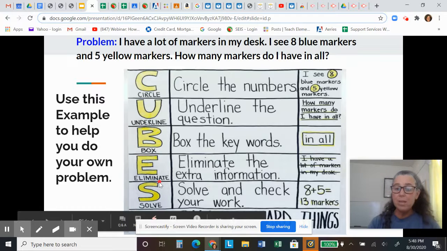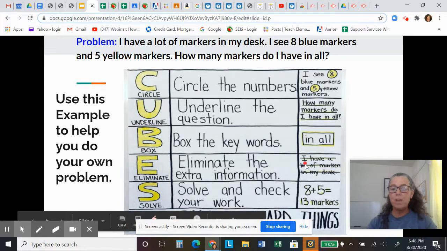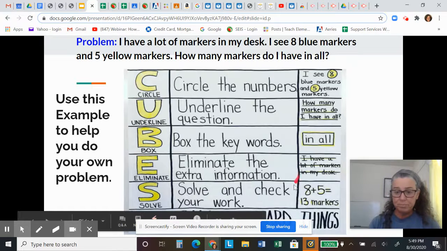And then we have E, eliminate the extra information. If I know I don't have to bother with something, let's just get rid of it. So they crossed it off here, and you can see they crossed it off right up here: I have a lot of markers in my desk. Well, that's good to know, but that has nothing to do with what we're solving. It doesn't have any numbers in it, and it doesn't ask the question. So we got rid of it. We don't even have to read it again.